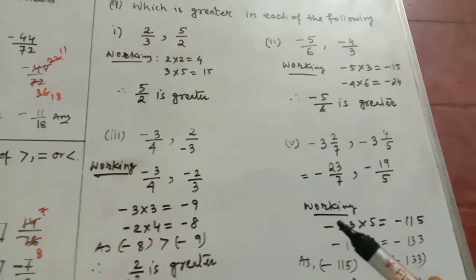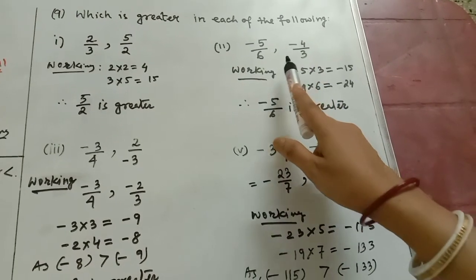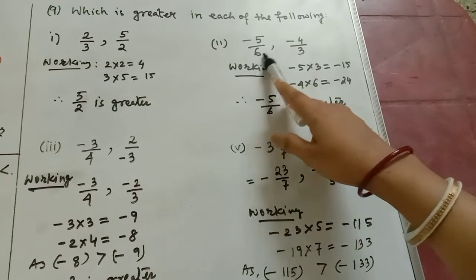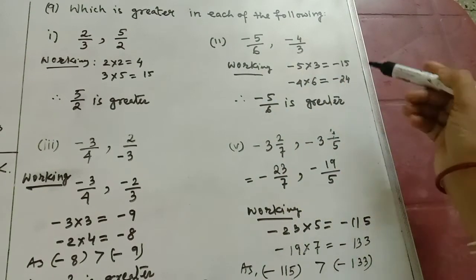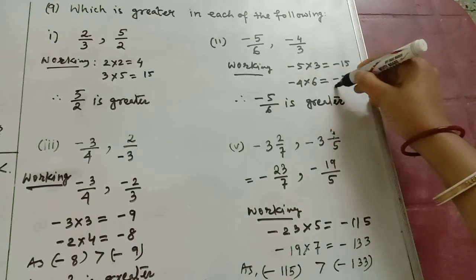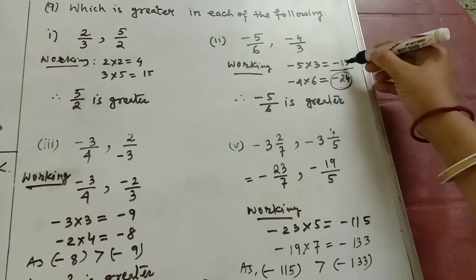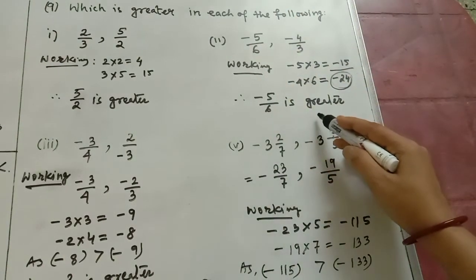In the same way, in some questions we have to concentrate on the negative sign also. Here 5 into minus 3 is minus 15 and 6 into minus 4 is minus 24. And you know that minus 24 is less than minus 15. So minus 15 is coming for minus 5 by 6. So minus 5 by 6 is greater.